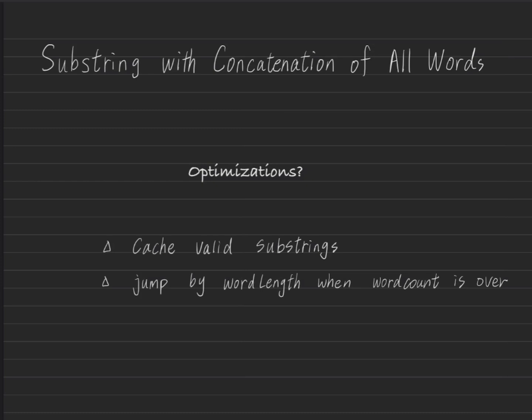The second idea is to jump by word length when a word count is exceeded. If a word has appeared more times than it should, we might be able to jump by the entire first word or even more to speed up the iteration. This will require some restructuring of the sliding window technique. Give it a try and let me know what you think.